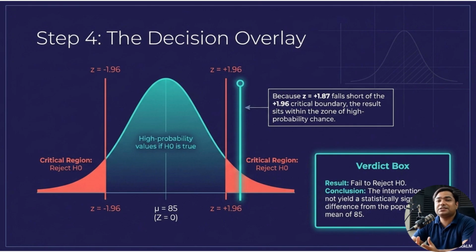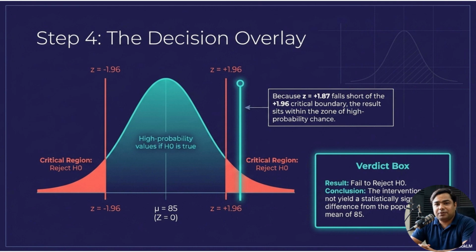The correct statistical wording is we fail to reject H0. We do not say we accept H0. This is an important point. Why? Because failing to reject the null hypothesis does not prove that the null hypothesis is true. It only means that the current data are not strong enough to reject it.